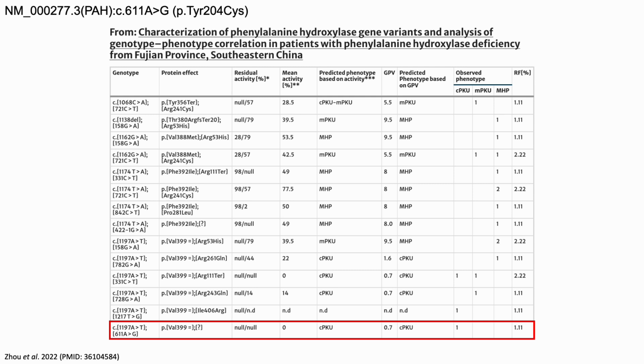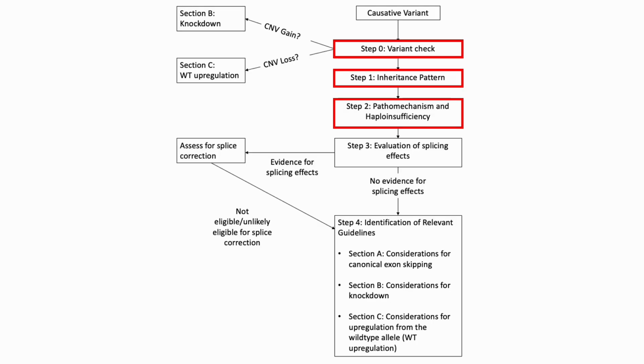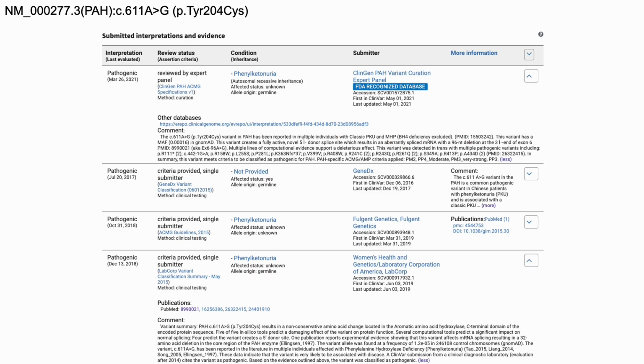For those interested in learning more about these variants and the methods used in quantifying residual activity, the PubMed ID can be found on the bottom left. Now that we know our variant results in a loss of function, we next check whether this variant affects mRNA splicing. If we look up our variant on ClinVar, one of the databases shared in our guidelines, we can see that this specific variant has multiple entries.